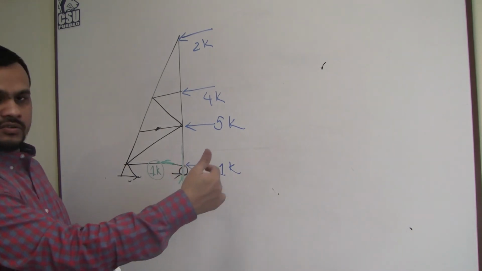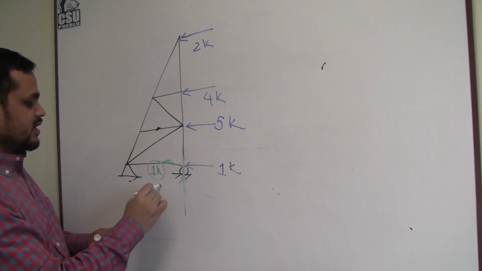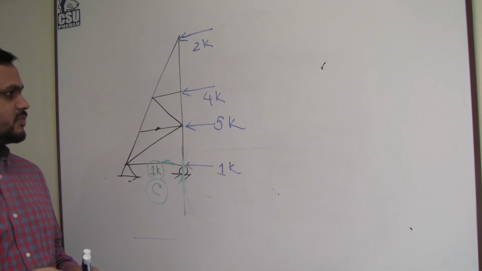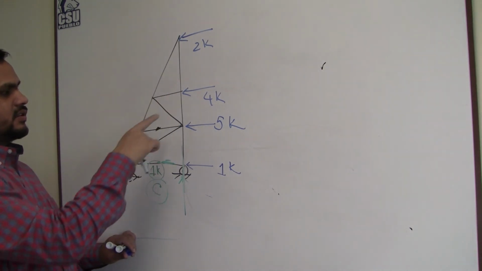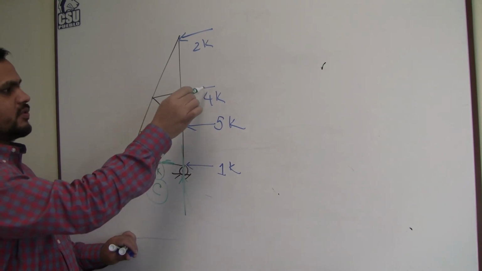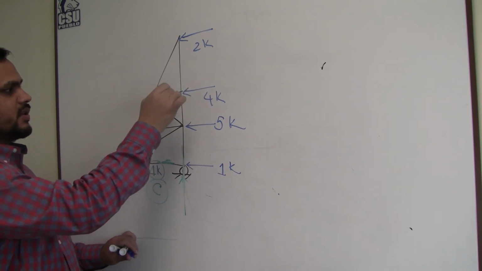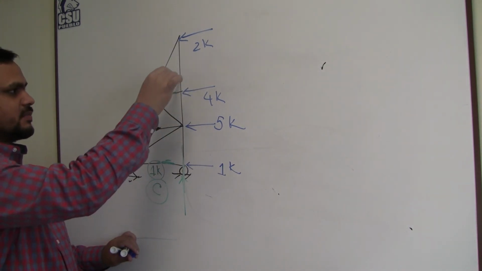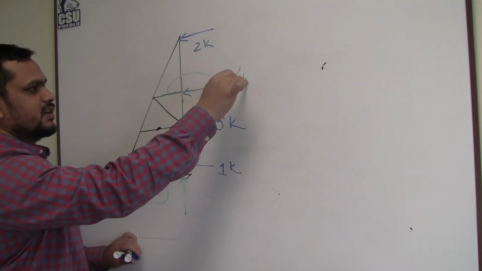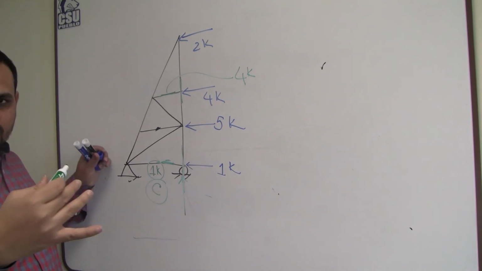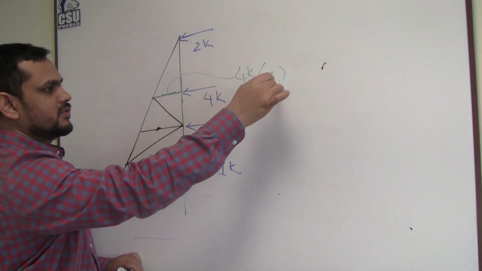Now it is acting towards the member, so it is negative. So compression. Here, if I take this point as the joint, the force is acting in the same direction of the member. Others are perpendicular. So same perpendicular. That means this member is taking 4 kips, but it is towards the member, so compression.